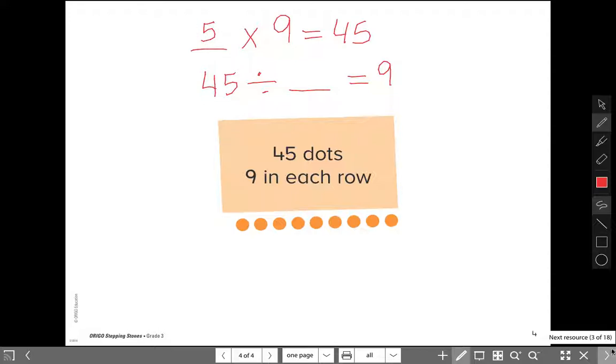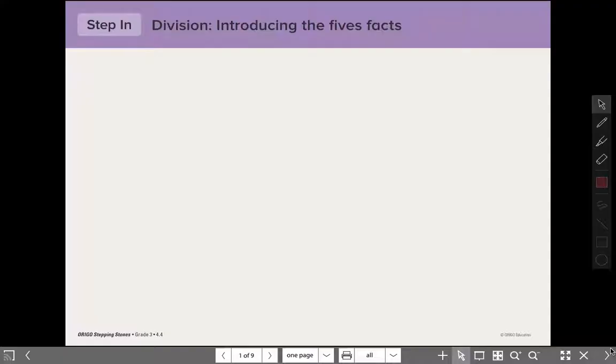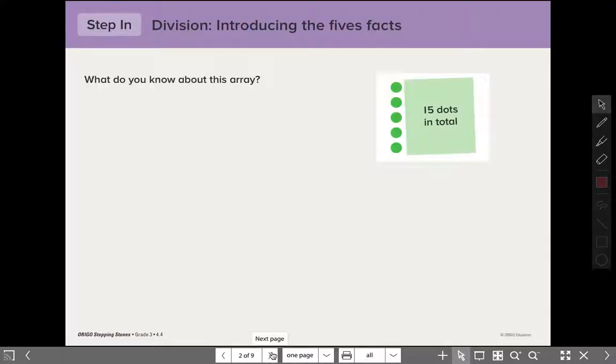Okay, now it's time for me to do this one. Okay, what do I know about this array, Adam? There's 15 dots in total. Okay, and how many rows? 5. 5 rows, 15 dots in total. How could you figure out the number of dots in each row? Nehemiah?